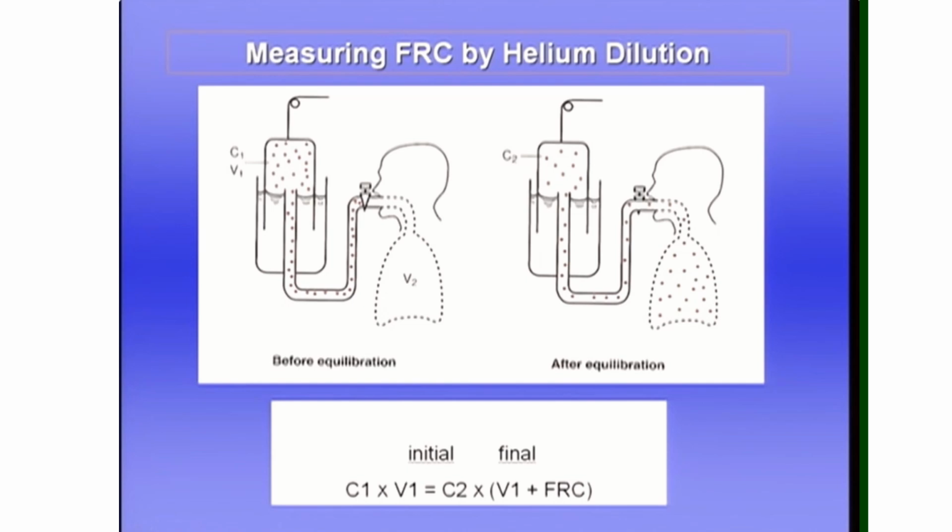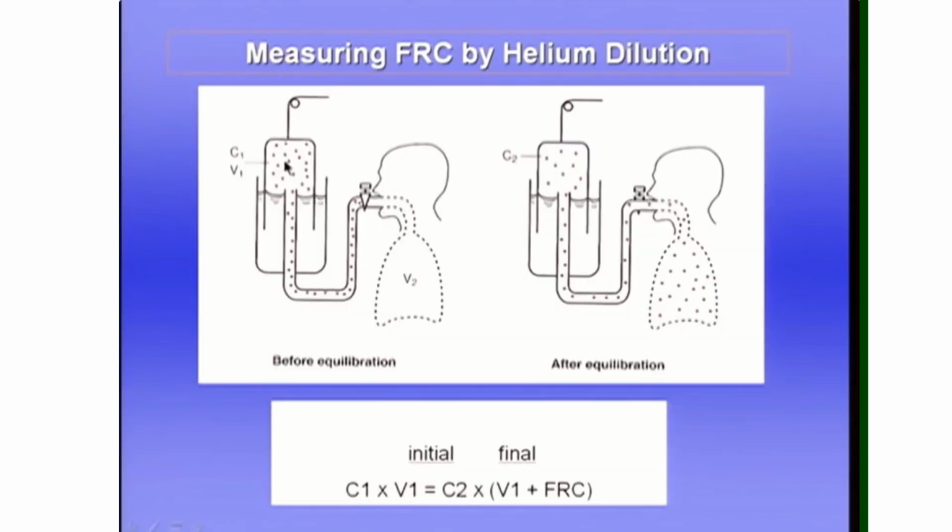Because helium is a very insoluble gas, when the subject breathes helium, essentially none of it is taken up by the blood. So we start with a given concentration, C1, of helium in the spirometer. We know the volume of the spirometer, which we call V1, and the tap is closed at this point, and the subject is breathing through a valve box, so he's not breathing from the spirometer. But then we open the tap, and he starts to breathe from the spirometer.